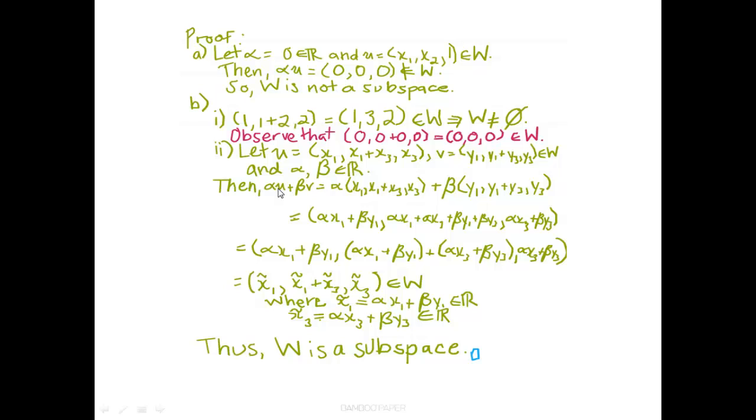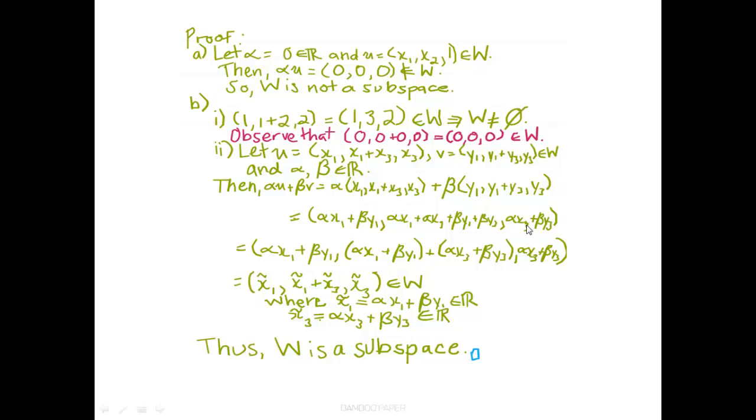Now, alpha u is alpha times what u is, plus beta times what v is. Recall, u is (x1, x1 plus x3, x3). v is (y1, y1 plus y3, y3). Now, using the standard definition of scalar multiplication and addition of vectors, this would give us alpha x1 plus beta y1, the second component, the third component.